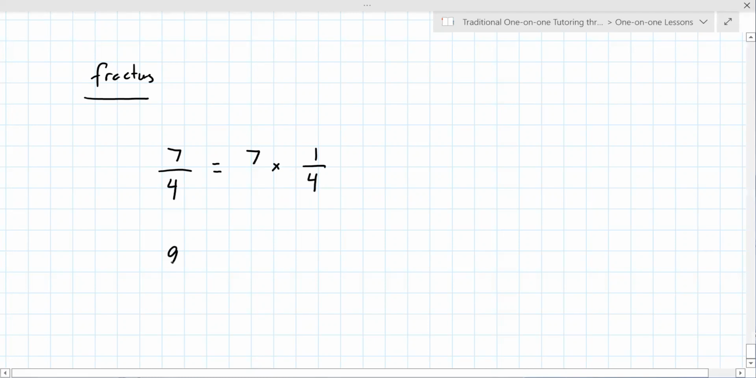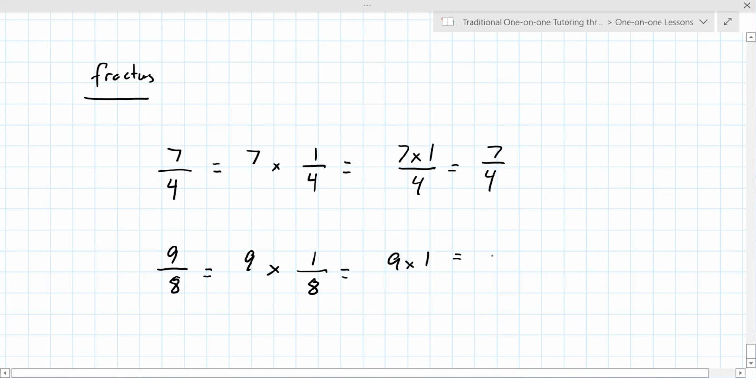Let's say it's 9 divided by 8. This can be written as 9 times 1 divided by 8. So all I'm doing is I'm taking that bottom number and putting it over here on the right, the top number over here also on the right, but left of it, and putting a 1 above the fraction. And the reason this works is because if you multiply the top, you get 7 and you keep the bottom. Similarly, if you multiply the top, you get 9 and you keep the bottom, like that.